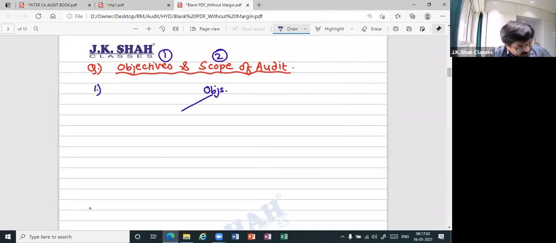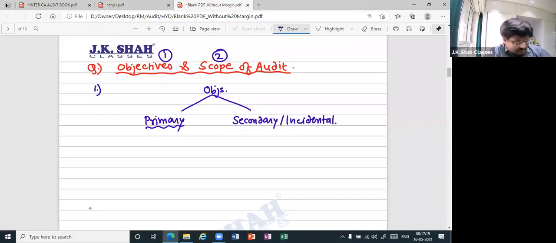When you talk about objectives of audit, basically there are two objectives. One, primary, use common sense. Second one, secondary, obviously. Now, this secondary is also known as incidental. Incidental is just a fancy name. There is nothing great about it. So whether you say incidental or whether you say secondary, the meaning is one and the same. Now, what is the primary objective?